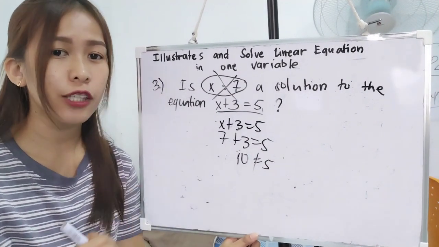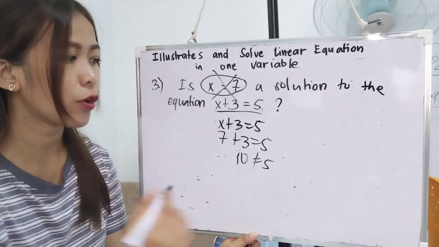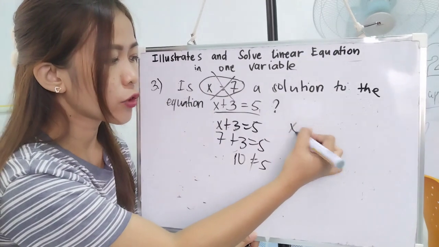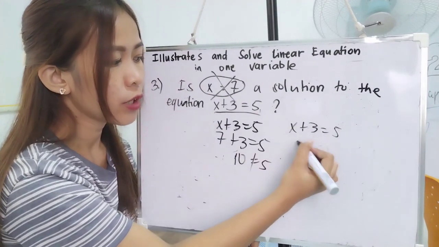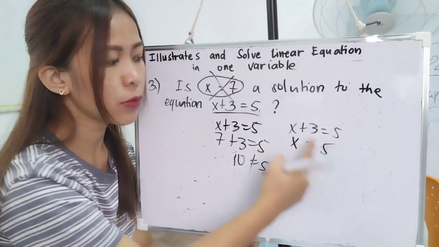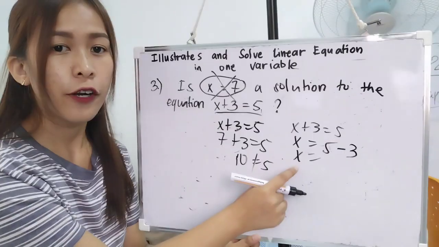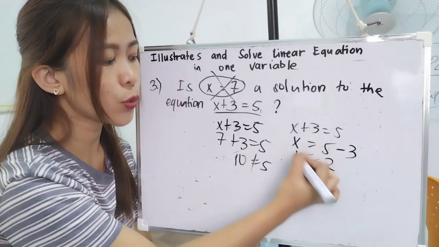Ayan. Now, dahil hindi siya solution nitong x plus 3 is equal to 5, what is the solution of that equation or linear equation in one variable? E di gagawin natin yung kagaya ng ginagawa natin kanina. So, x plus 3 is equal to 5. And then, x is equal to 5. So, transpose positive 3, magiging negative 3. Therefore, x is equal to 2.